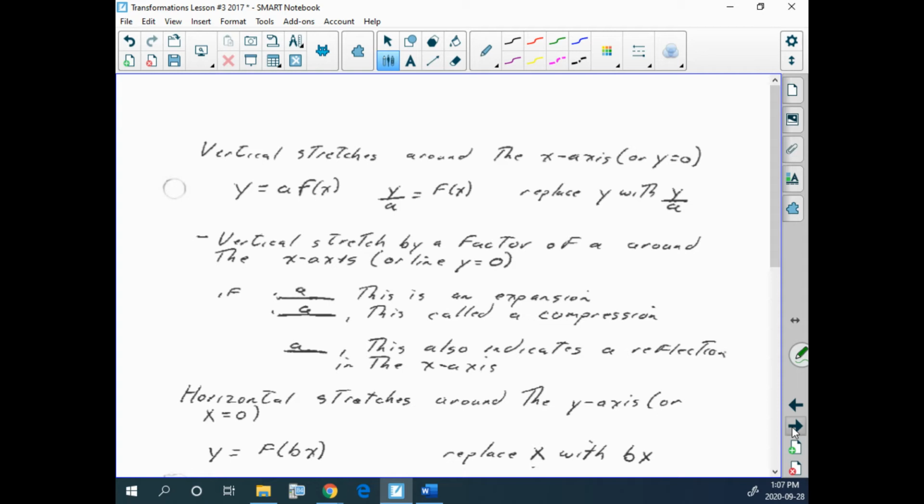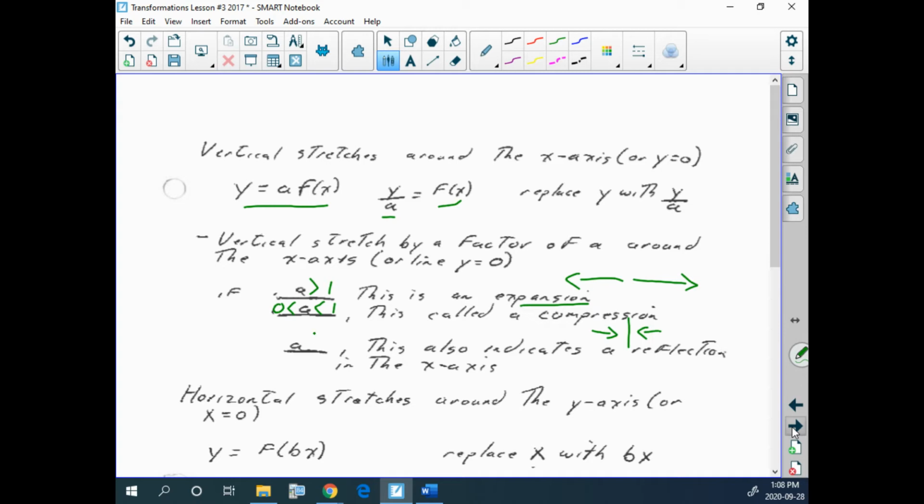So what we have is 3 different ways to talk about this. y is equal to a times a function, or y divided by a is equal to that function, or we can say replace y with y over a. If the a is written in those spots, all of these are the same. If a is greater than 1, we talk about expanding the graph, so we're taking the graph and stretching it outward from the y-axis. If a is between 0 and 1, we are compressing it towards the y-axis.